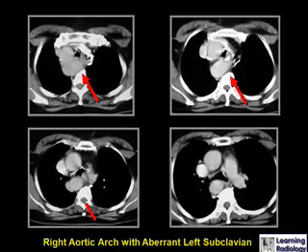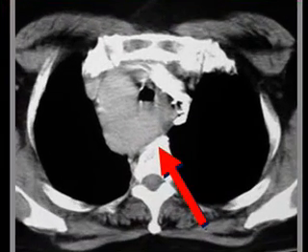This is a CT example of a right aortic arch with an aberrant left subclavian artery. You can see that the arch is on the right side and that there is a vessel that insinuates itself behind the trachea and the esophagus, which is the aberrant left subclavian artery passing toward the left side of the body.